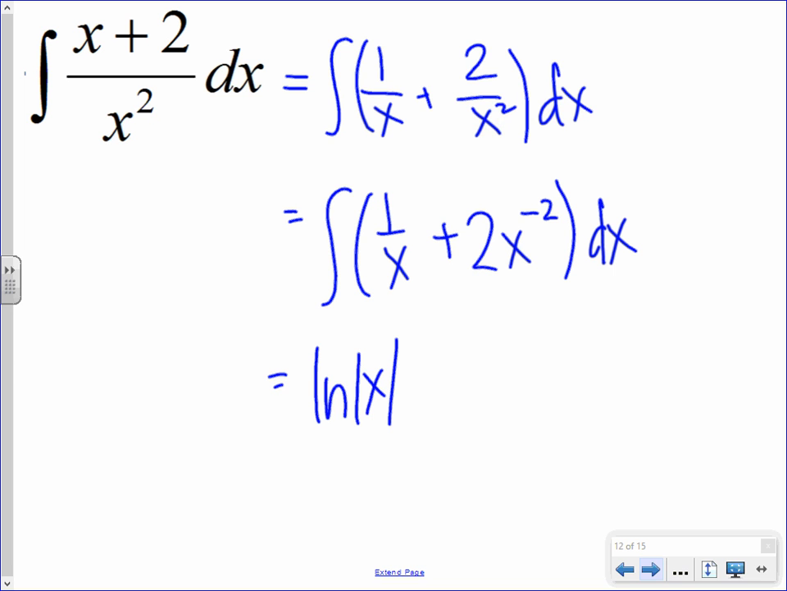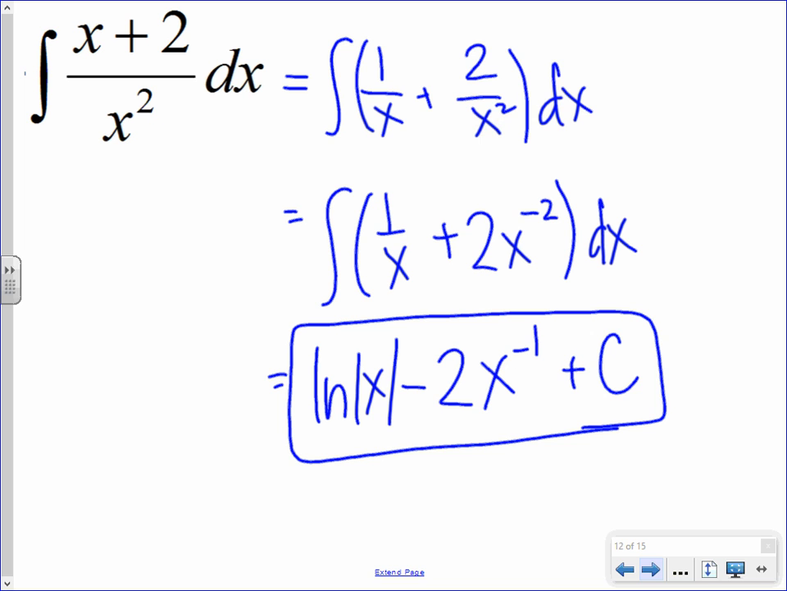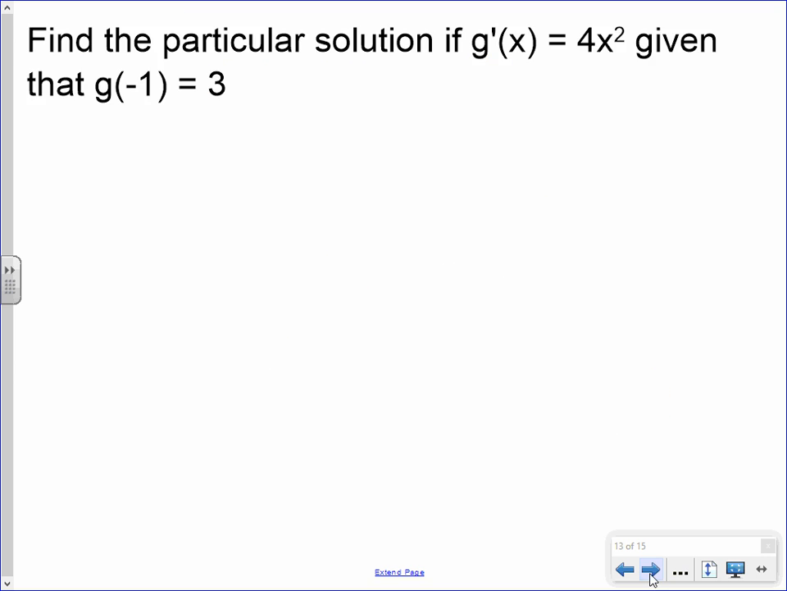So we have the natural log of the absolute value of x plus, Logan, what's the antiderivative of 2x to the negative second? Negative 2x to the negative first. Okay.